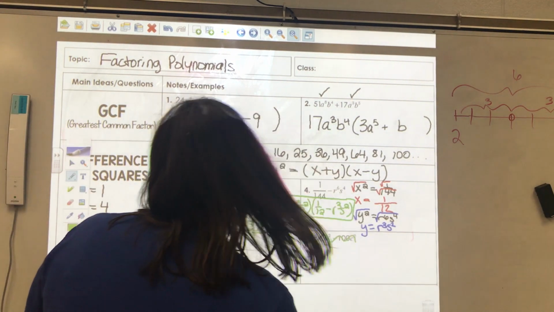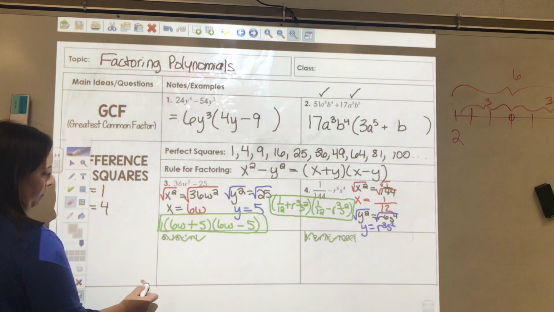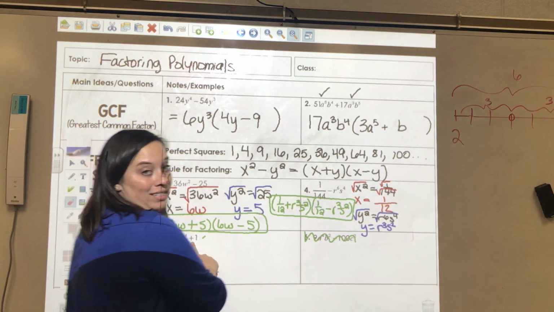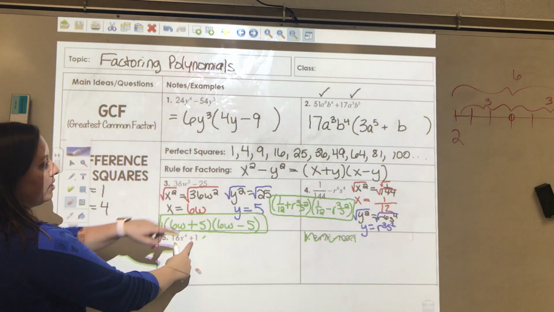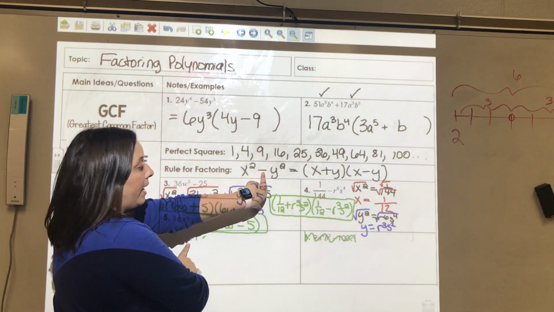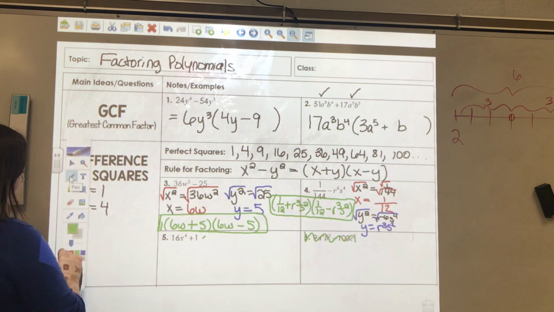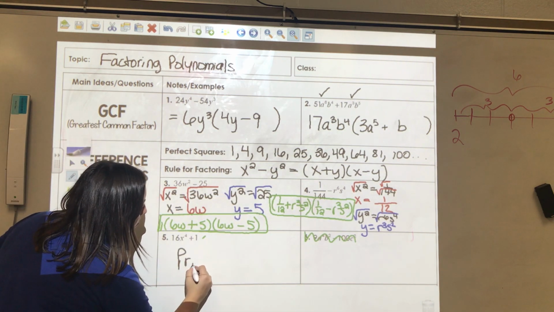Okay, welcome back. I made a little bit of a mistake. This one right here, I didn't realize there's a plus here. This is not factorable because it's a plus. It does not follow this form, x squared minus y squared. So in this case, your answer would simply just be prime.